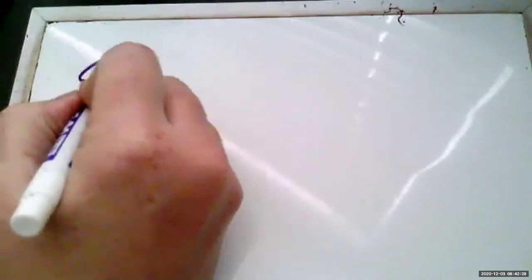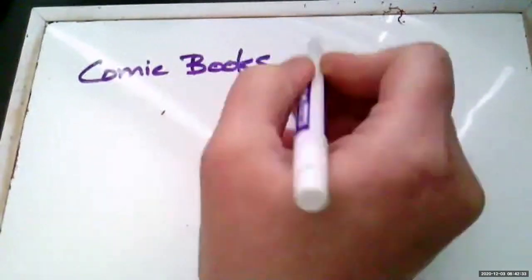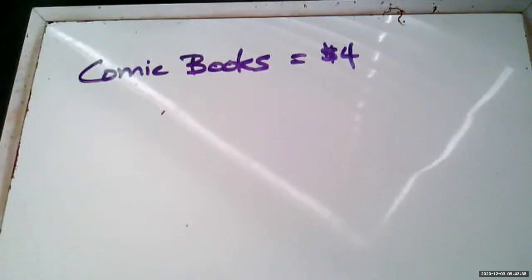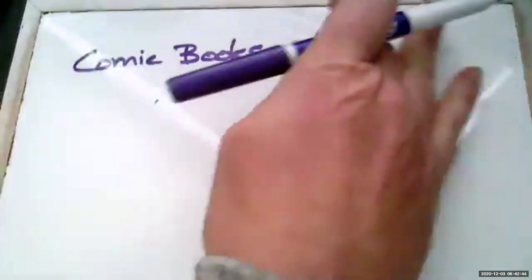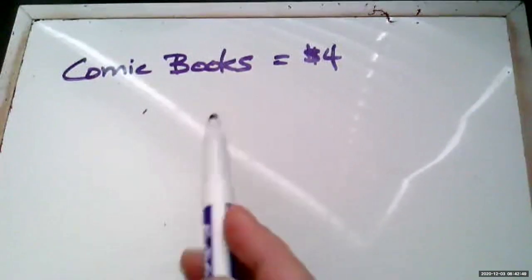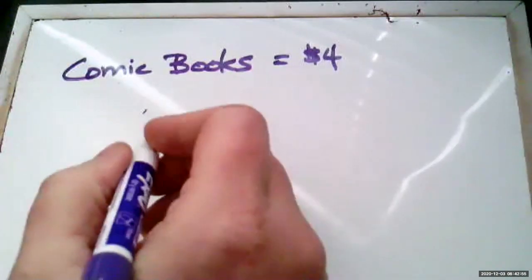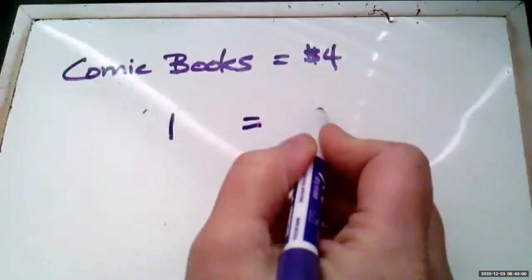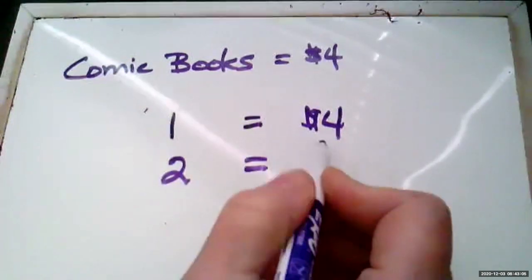Let's say you like comic books or graphic novels, okay? We'll say that we sell comic books, go into the store, and the comic books cost $4 each. Or graphic novels, however you call it. We would always call them comic books when I was younger, so I'm gonna stick with that. Comic books, $4 each. And let's say you bought one comic book. How much money would you spend? $4, of course. 2 comic books, how much money would you spend?